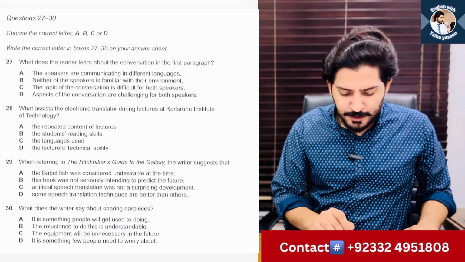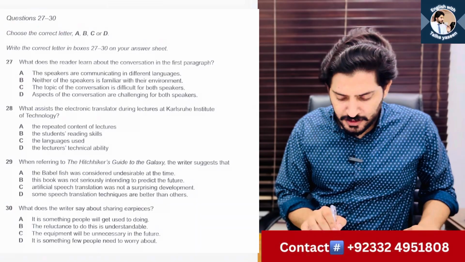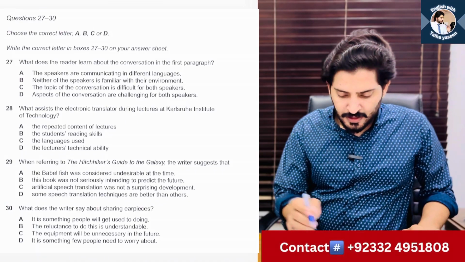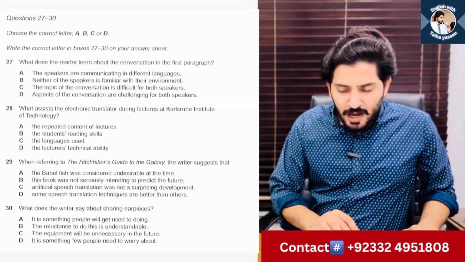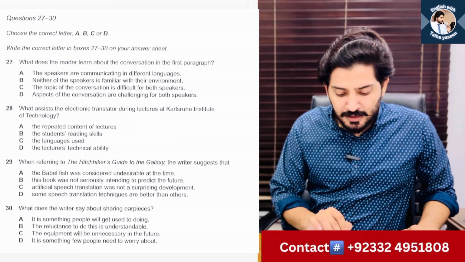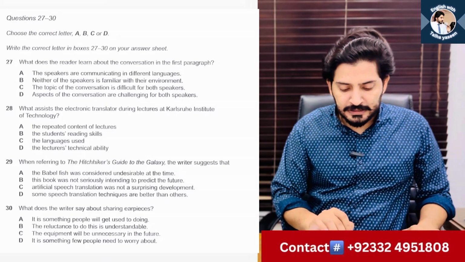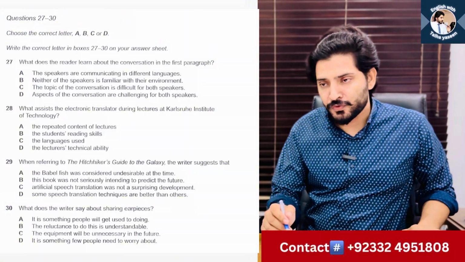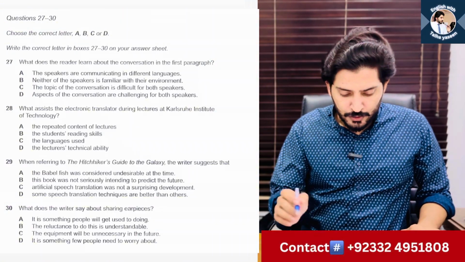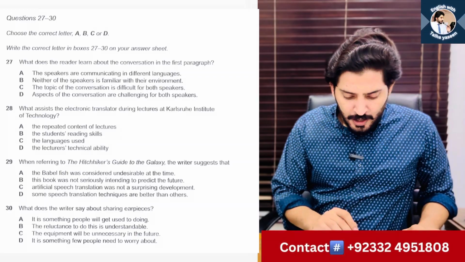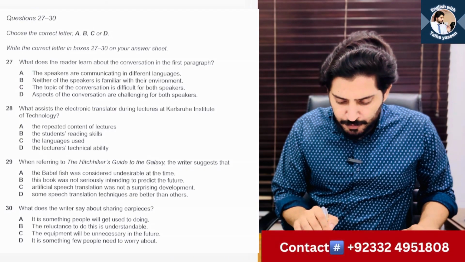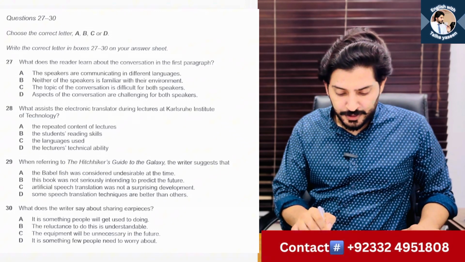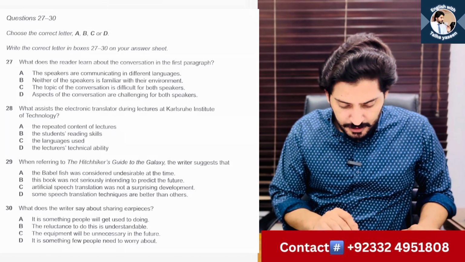Option A, the speakers are communicating in different languages. This is understood. Read the question. It asks, what does the reader learn? We don't learn that speakers are communicating in different languages. It is understood. So this is not the option. B, neither of the speakers is familiar with their environment. There is no mention of environment. So this is not the option.